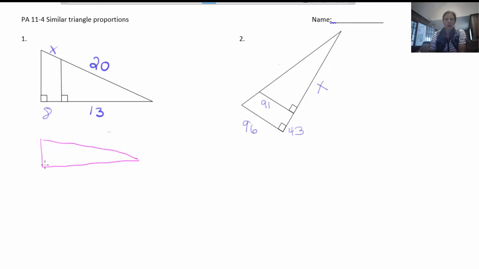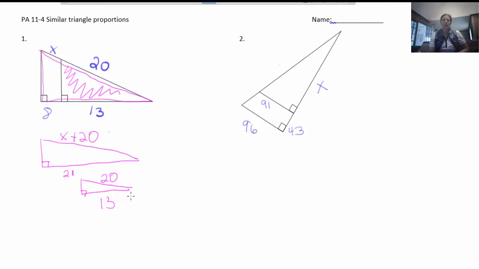Here's our big triangle. Here's our little triangle. If it confuses you that it's a triangle inside of a triangle, then redraw it. This little triangle right here, what we know is this is 20 and this is 13. The big triangle, like this, so this down here would be 21, and this up here would actually be x plus 20, or 20 plus x. Okay, so those would be your two triangles split up.